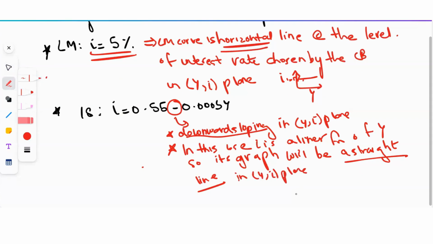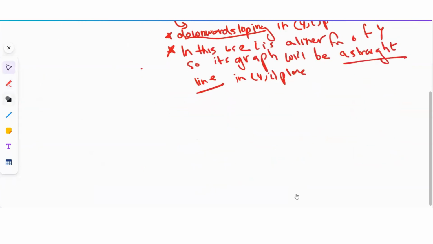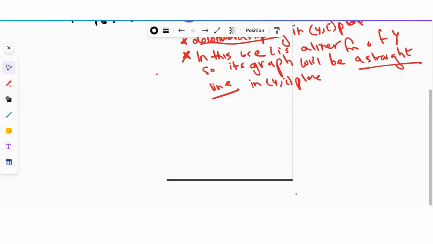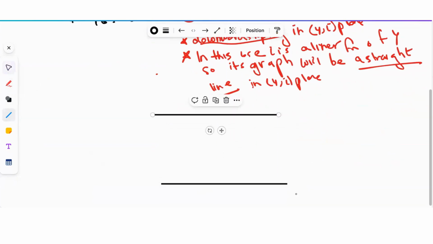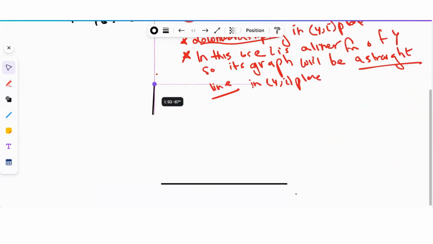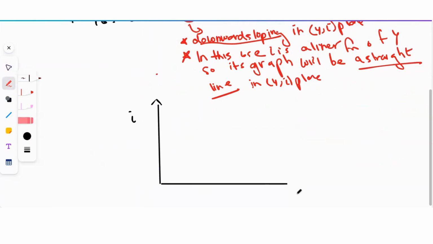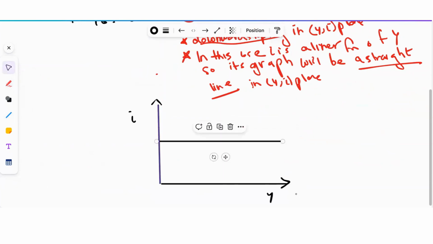Now let's put all this information together and plot our IS and LM curves. On the vertical axis we have i, and on the horizontal axis we have Y. We have a horizontal LM curve, which is horizontal at the level of interest rate chosen by the central bank, and we have a downward sloping IS curve, which in this case is a straight line because of the linear relationship between i and Y implied by the IS relation.